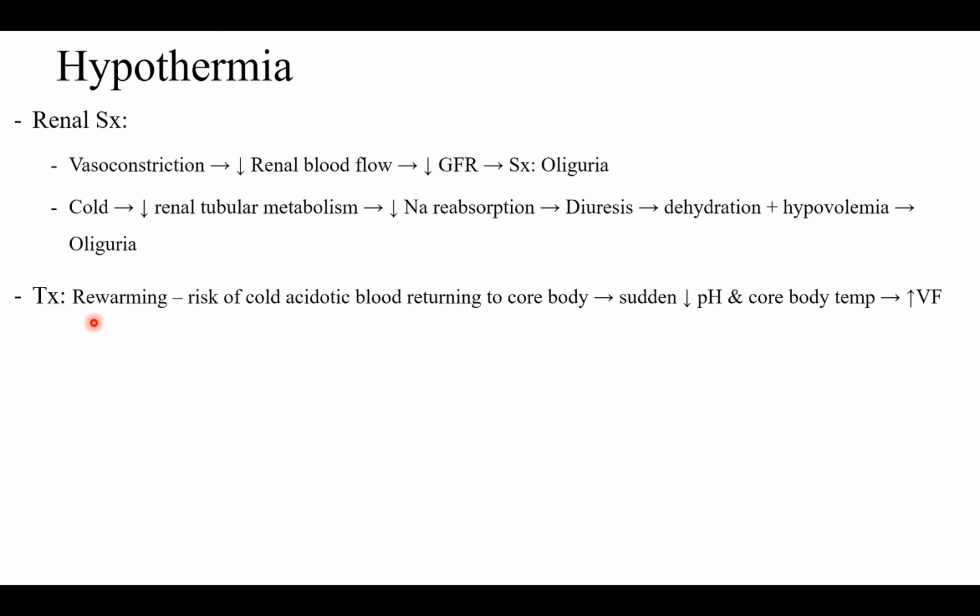And treatment, you have rewarming. So a risk of treatment you want to remember is that during rewarming, this cold acidotic blood from extremities can return to the core body, will return to the heart, and you'll have a sudden, transient decrease in pH and core body temperature, which can further also lead to ventricular fibrillation. So that's all for now.